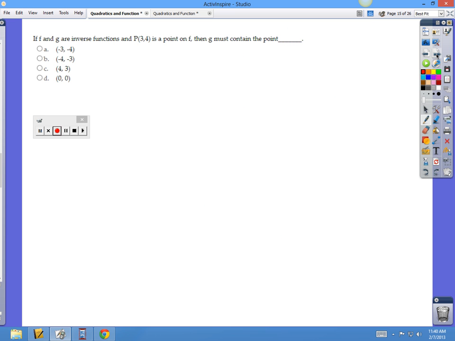Next problem. Okay, the inverse. If that's your original, what do you know about the inverse? It has to have the point. You just flip them. So it's got to have the point 4,3. So a C.